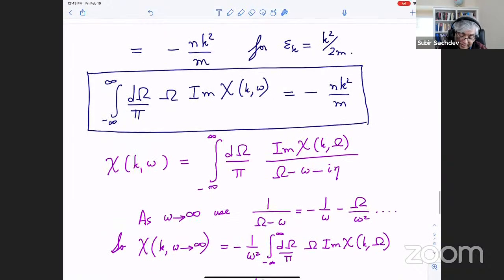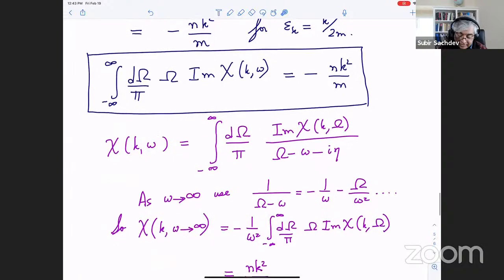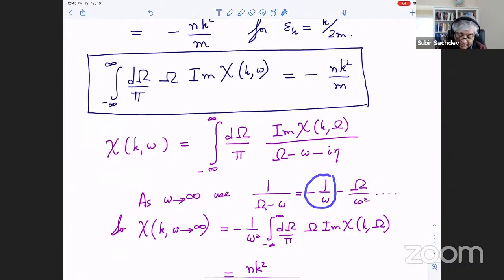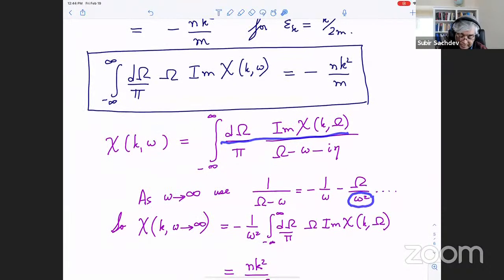Okay, so this tells me, now look at this expression, and now I send little omega to very large values. So I just expand this by the usual binomial expansion. And then what happens? Well, the first term is independent of capital omega. And now this integral is running from minus infinity to infinity. This is an odd function, so I'll get zero. So this term won't contribute. So the first term that contributes is this. You get an omega in the numerator, wonderful, because that's exactly what appears in the F-sum rule. So now I can use the F-sum rule to figure out the coefficient of 1 over omega squared.